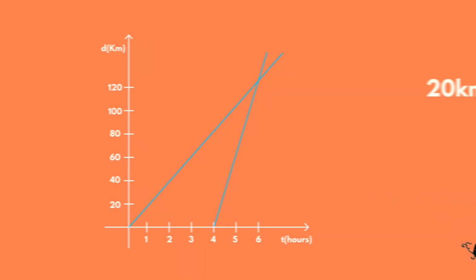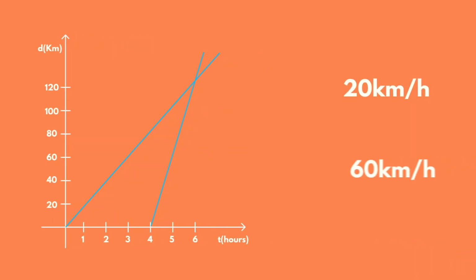Let's solve the next problem together. The distance that two cars traveled depending on the time is represented in the chart below. They have the constant speed of 20 km an hour and 60 km an hour respectively. The second one left 4 hours after the first. The first has a 4-hour advance. How many hours after the departure of the first car will they meet?